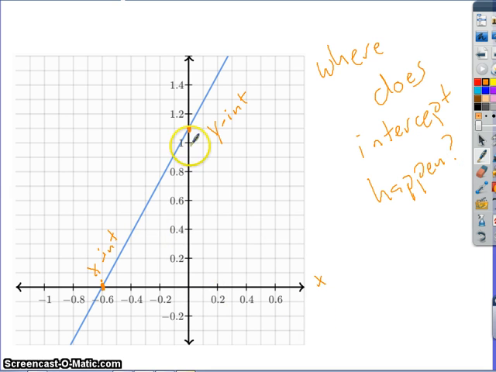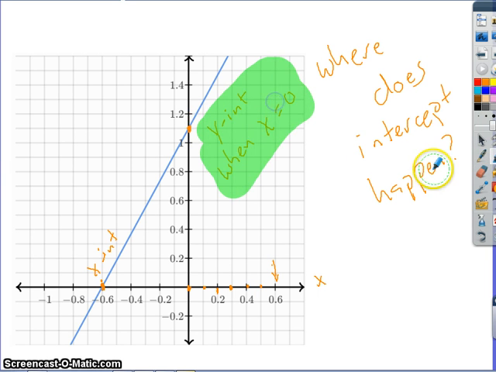All right, so when it happens, let's look at x. X is 0.6 here, 0.5, 0.4, 0.3, 0.2, 0.1. What would be here? 0. Where does an intercept happen? The y-intercept happens when x equals 0. So that's really key. This is pretty much the most important thing that you're going to learn today. The y-intercept happens when x is equal to 0.